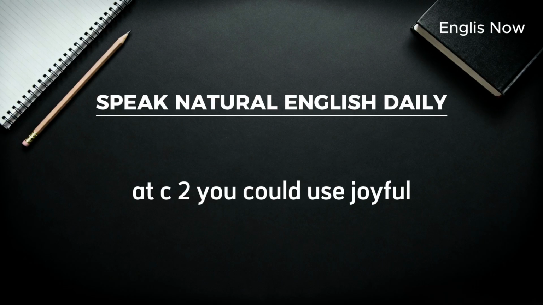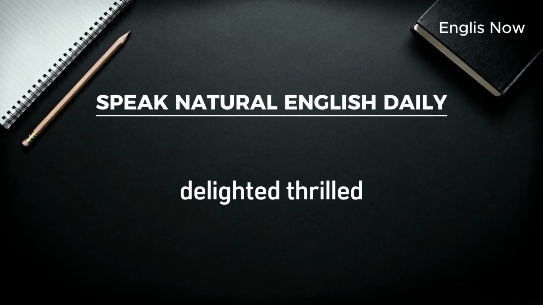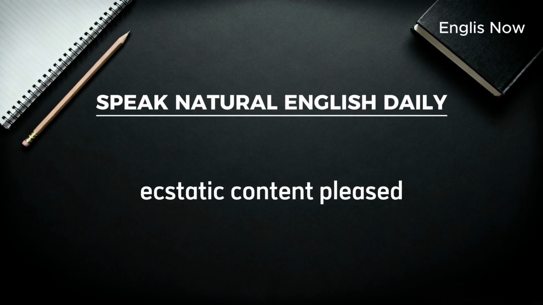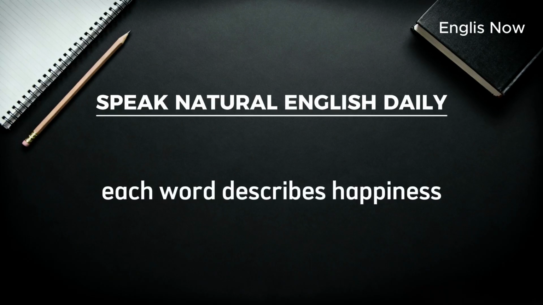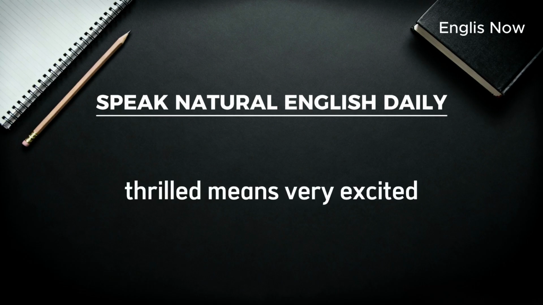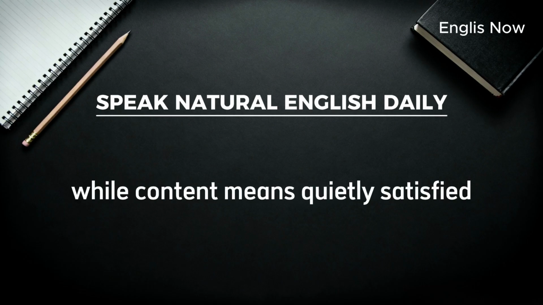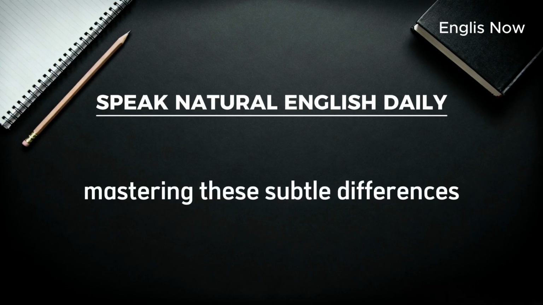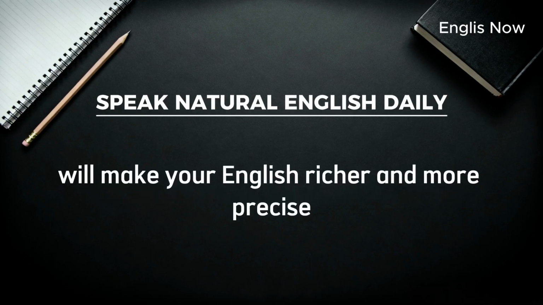At C2, you could use joyful, delighted, thrilled, ecstatic, content, pleased. Each word describes happiness, but with different intensities. Thrilled means very excited, while content means quietly satisfied. Mastering these subtle differences will make your English richer and more precise.